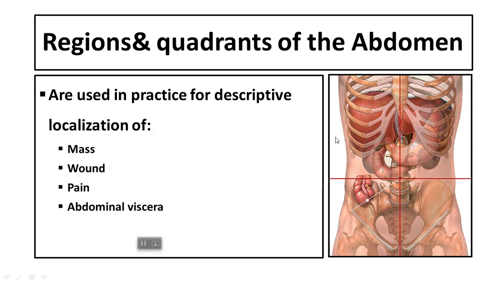For abdominal viscera, we can define the localization or the position of the liver. It is mainly in the right upper quadrant and part of it in the left upper quadrant. The spleen is located in the left upper quadrant. The cecum and appendix are located in the right lower quadrant of the abdomen.